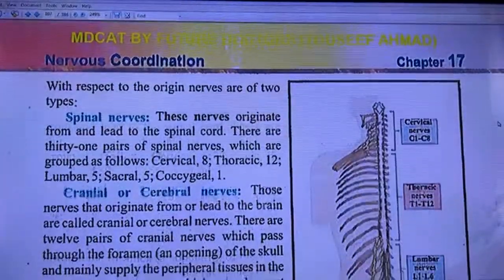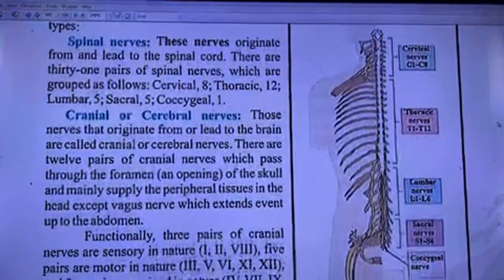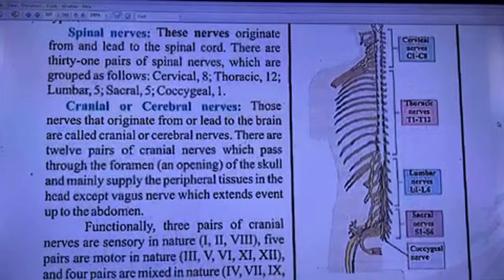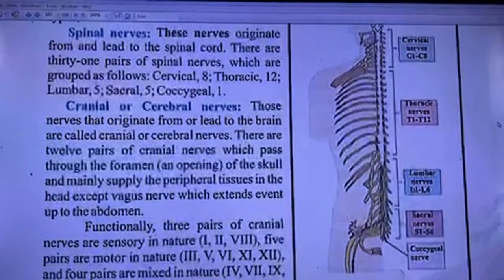With respect to origin, nerves are of two types. Spinal nerves. These nerves originate from and lead to the spinal cord. There are 31 pairs of spinal nerves, which are grouped as follows: cervical, thoracic, lumbar, sacral, coccygeal.